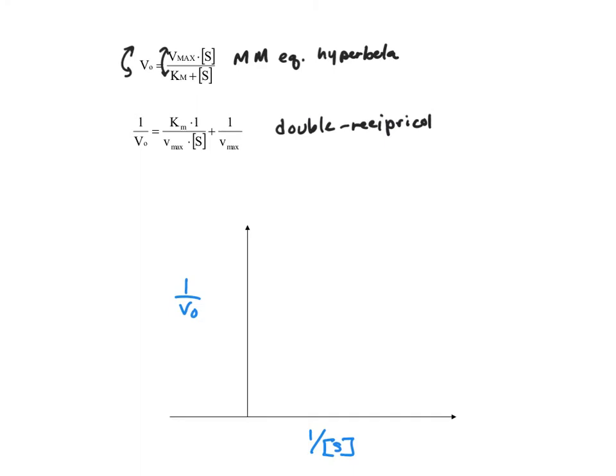Now, if that's the case, then this value is y, 1 over V naught, and this value is x, and what we have here is Km over Vmax. That is a combination of two constants. And we have plus 1 over Vmax. That's essentially the inverse of a constant. And I hope you can see what we have here. We have the equation y equals mx plus b, and that is a straight line.